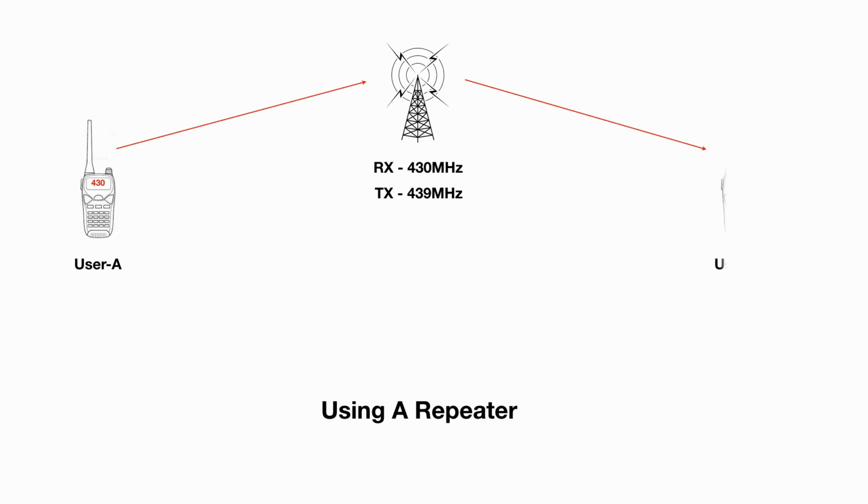Anyone listening on 439 MHz will hear user A calling and can call back on 430 MHz to start a conversation, or QSO. We say the repeater is duplex because both receive and transmit can happen at the same time. This works fine, even if the two stations can hear each other direct without the repeater, because one frequency is transmit and one receive. In this instance, the two operators cannot hear each other simplex because they're on different frequencies.